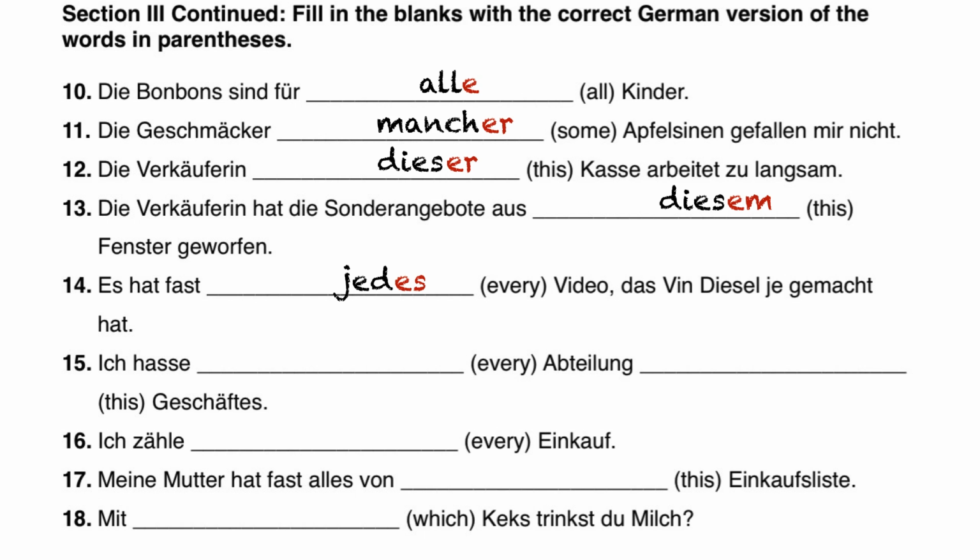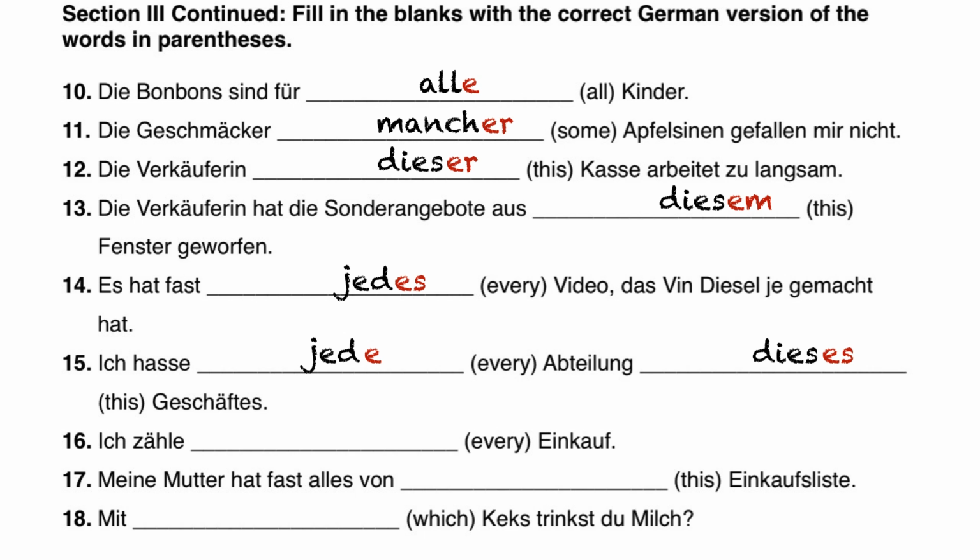Let's start with the first one here, which is the direct object of the sentence. I hate every department. The word for every is jed, and we need to have an ending that would go with Abteilung. Abteilung, since it ends in ung, makes it a feminine noun, so we have here an e at the end of it for the accusative feminine. Ich hasse jede Abteilung. I hate every department. Now we want to say I hate every department of this store. So we say this, which is dies, and we have to have an ending that fits with the genitive form for this neuter noun. Dieses Geschäftes. I hate every department of this store.